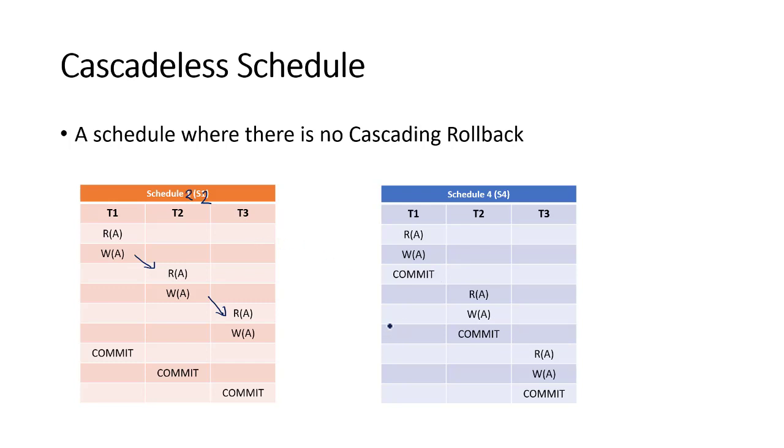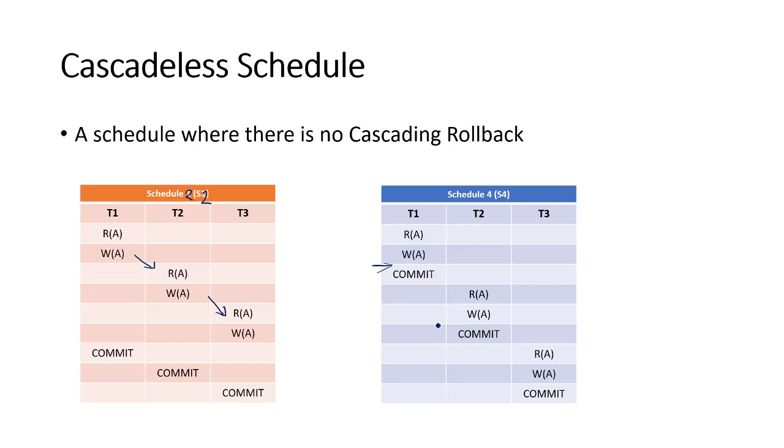So if T1 fails before commit, you know that we can fail at the active state or the partially committed state. Means we can fail at this position, or before commit. Suppose we are failing at this position, what will happen? We need to roll back only T1. It will not affect T2 and T3, right?